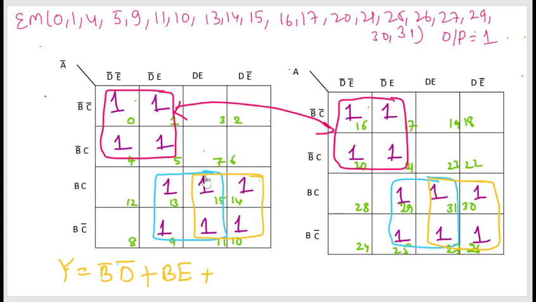If you take these 4 ones and these 4 ones as an octet, again A is getting complemented, so A will be eliminated. Along these 2 cells C is getting complemented. That means you are going to have B. Along these 2 cells your E is getting complemented. You are going to have D. So this is the SOP expression for the given 5 variable K map.